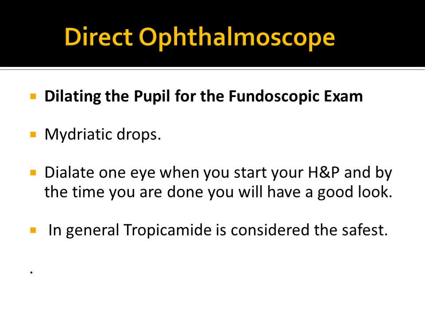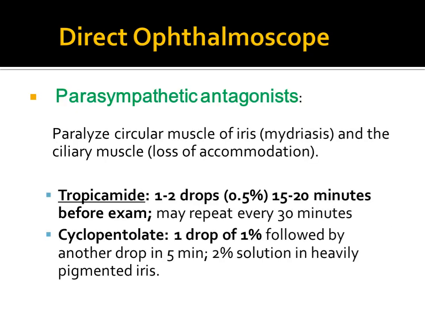So, in general, we use tropicamide and it is considered the safest one. Dilate one eye when you start your examination, and by the time you are ready to examine the patient, it is fully dilated. We actually use, as I told, tropicamide and cyclopentolate, 1 or 2 drops, 15 to 20 minutes before the examination, and we can repeat it every 30 minutes.